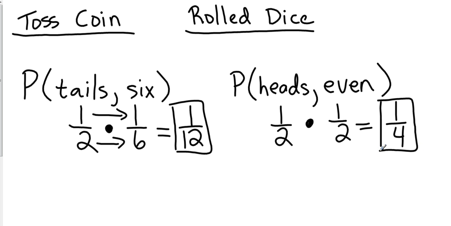Okay, so that's two event probability. Again, denominator is total number of outcomes, and the numerator is the possible outcomes that they are asking for.